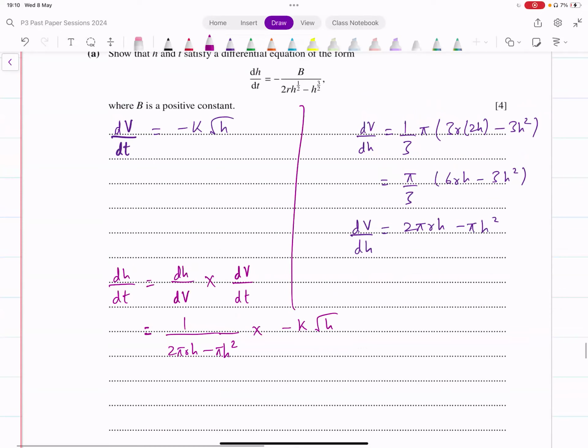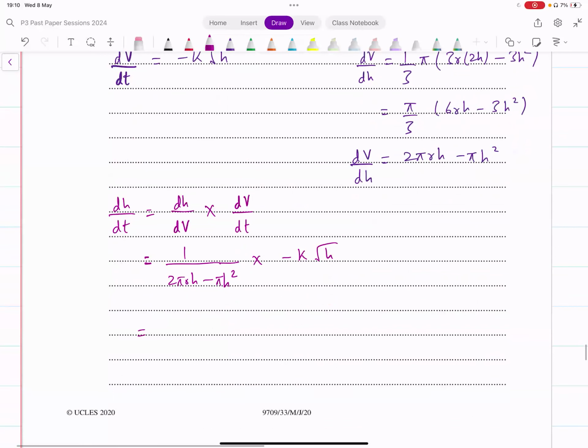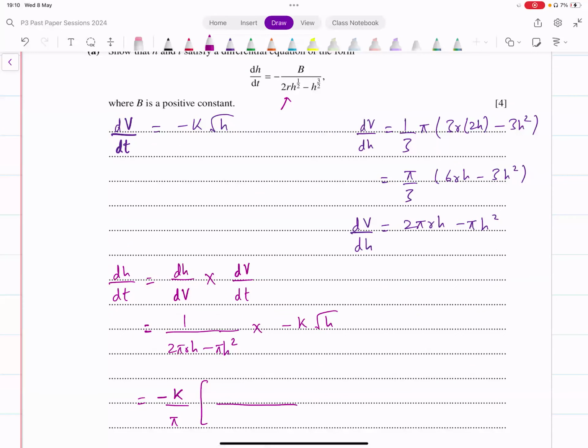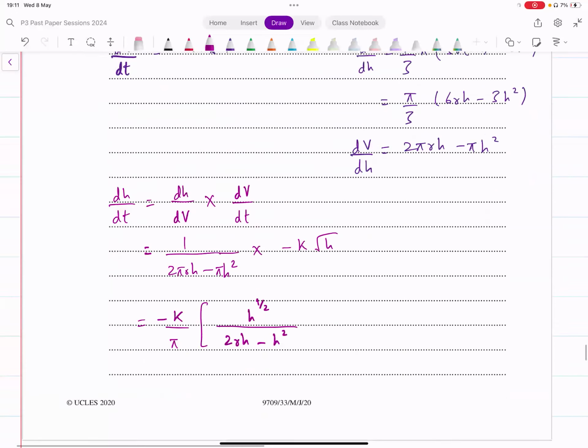Now we need to somehow convert it to this form. How do we do that? In the denominator, we have 2 pi rh minus pi h². Pi is not there in their form, so we have to take pi common outside. Let's do that. And in the numerator, we've got minus k as well. I'm taking minus k over pi common outside. What are we left with inside? In the denominator, we have 2rh minus h². Let me write it like this first. In the numerator, it's the square root of h, that's h raised to the power 1/2. In the denominator, we're left with 2rh minus h².